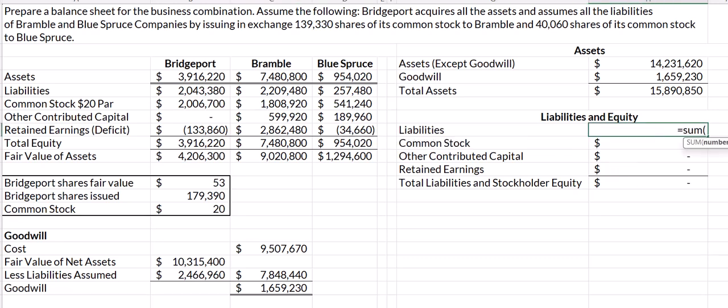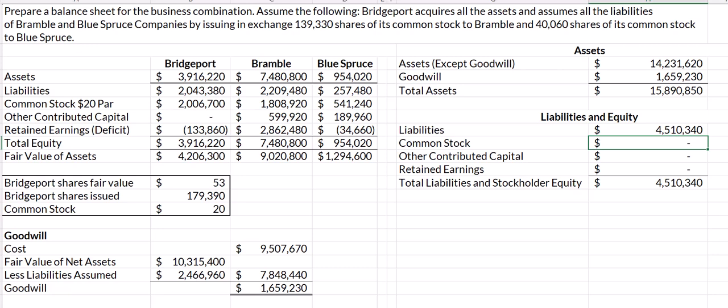So now for liabilities. For liabilities, we're just going to add Bridgeport, Bramble, and Blue Spruce's liabilities together, and we end up with $4.5 million.